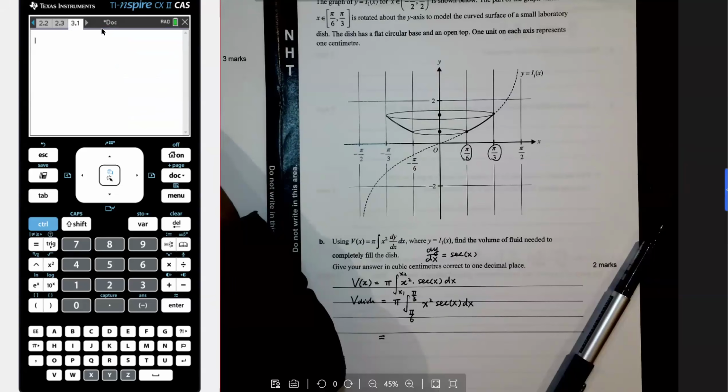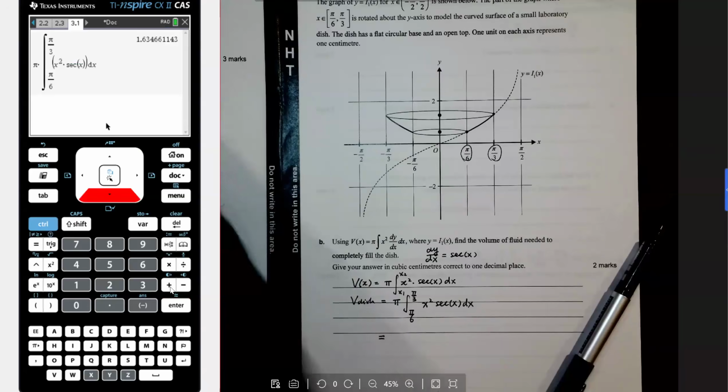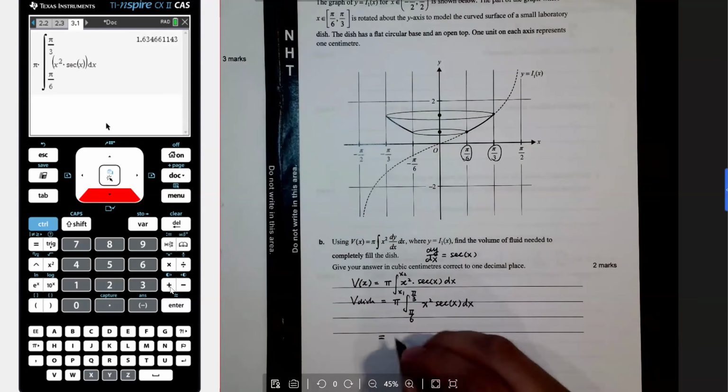Alrighty, so let's have a look. Pi, shift plus, pi on 6 to pi on 3, x squared sec x dx. Okay, 1.6.